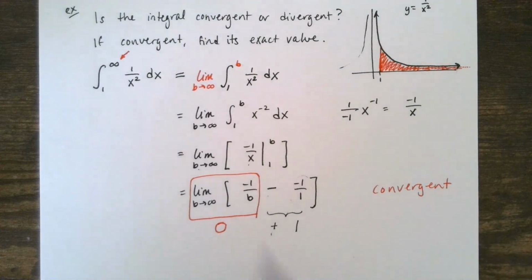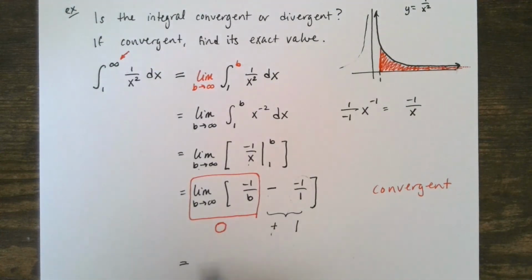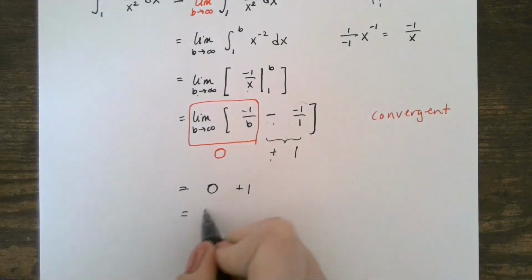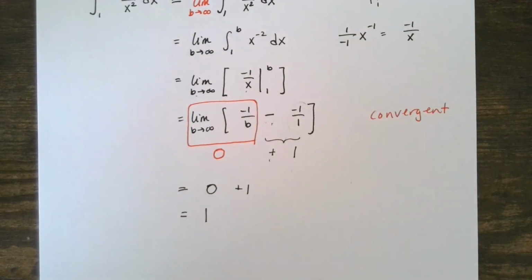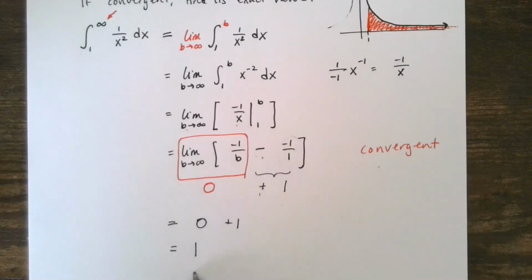And then now we have to answer the follow-up question, right? If it's convergent, compute the exact value here. So we'll say, okay, this came out to 0, and then the rest of this was plus 1. So altogether, this comes out to just the number 1. So this integral is convergent, and it turns out that this infinite red space here has area exactly 1.